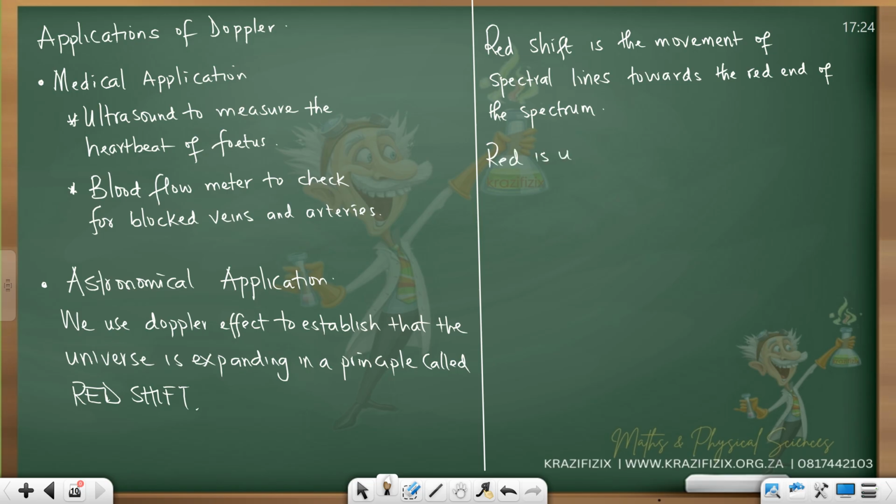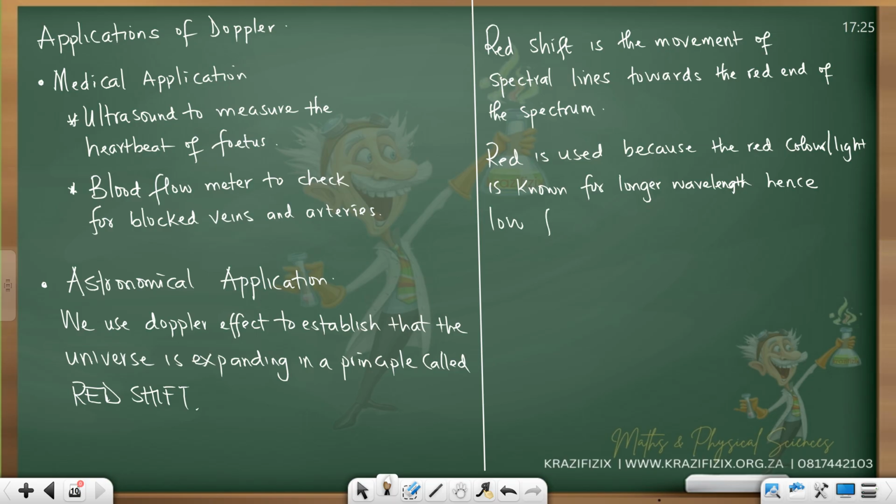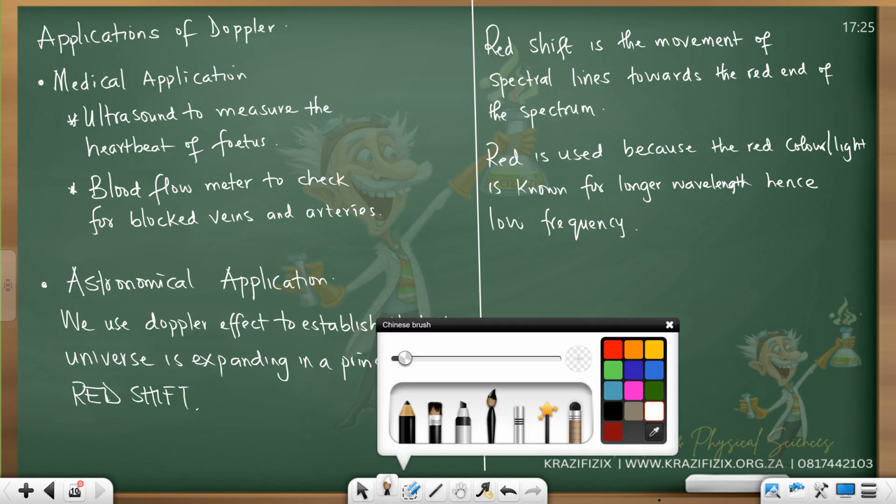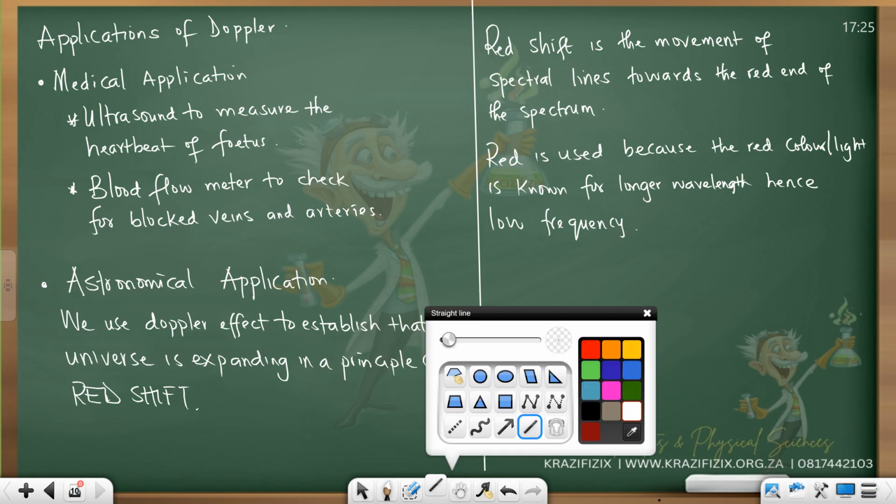Red is used, all right, because the red color or light is known for longer wavelength, hence low frequency. So this is what we are looking at when we look at the red shift.